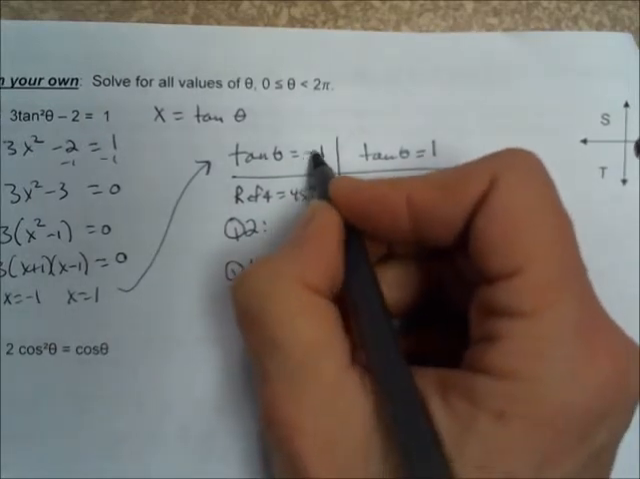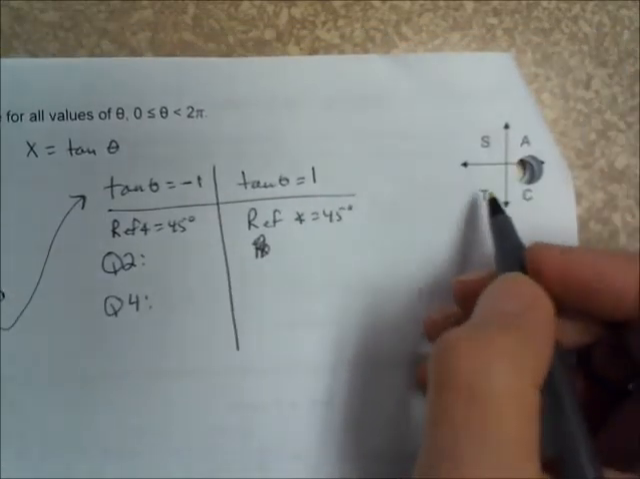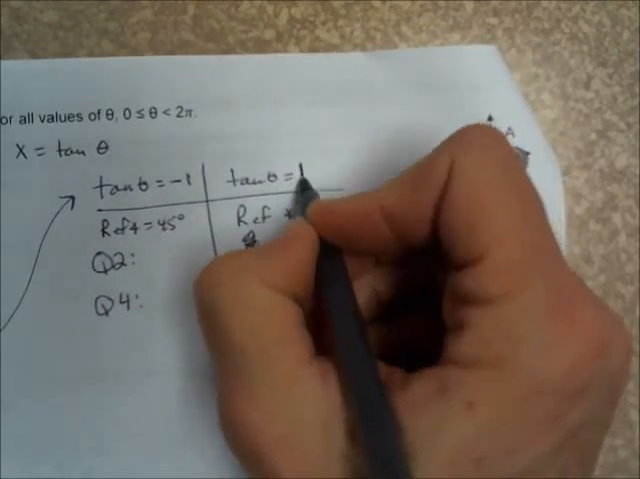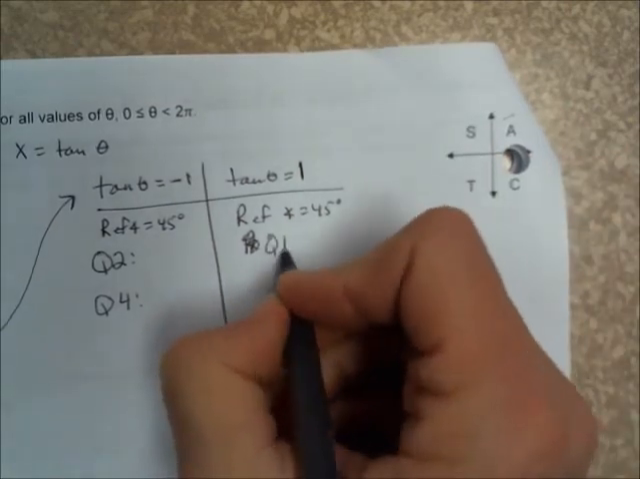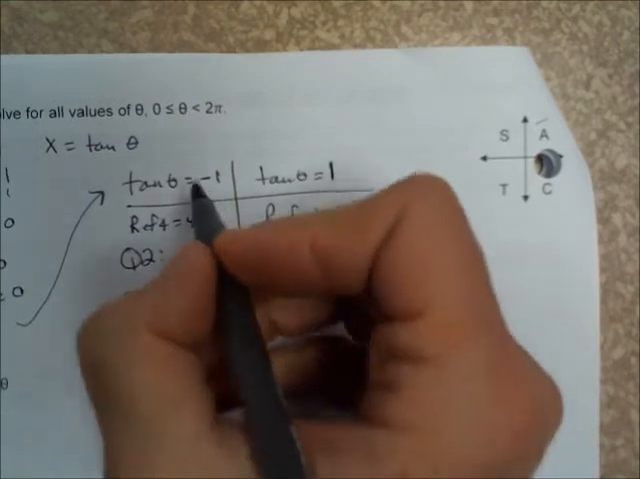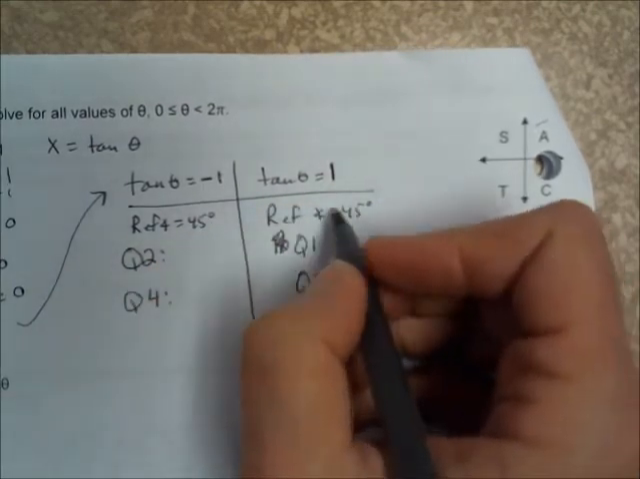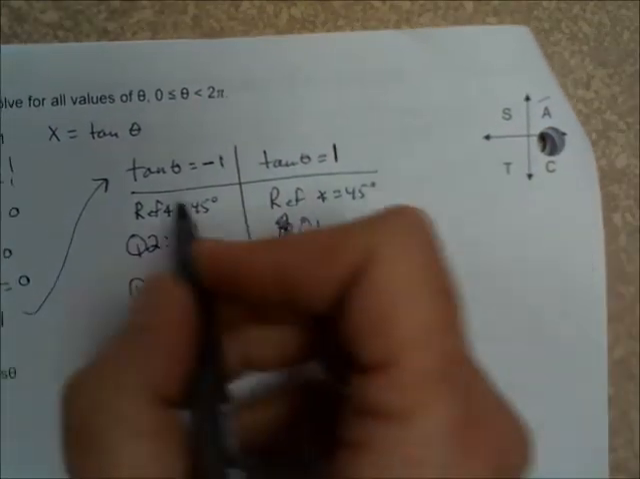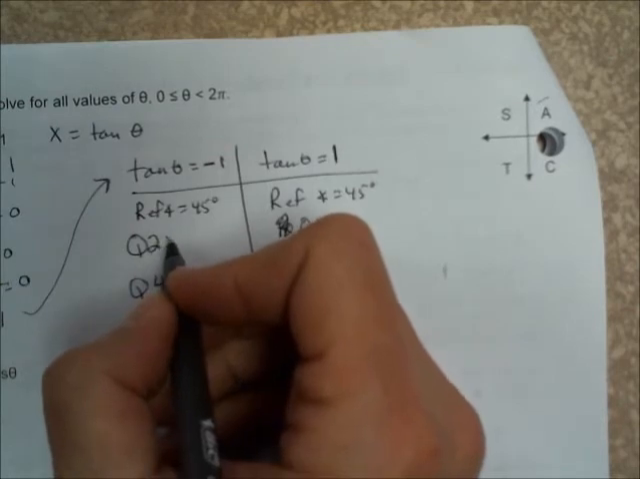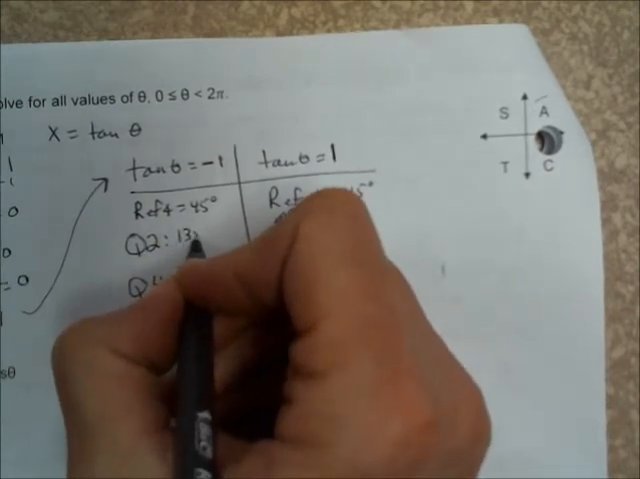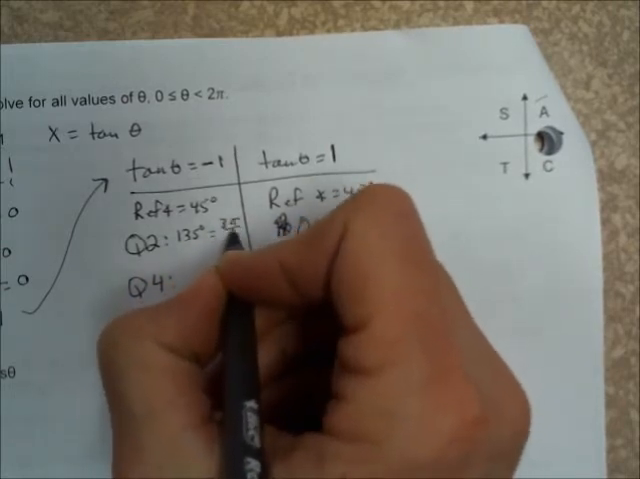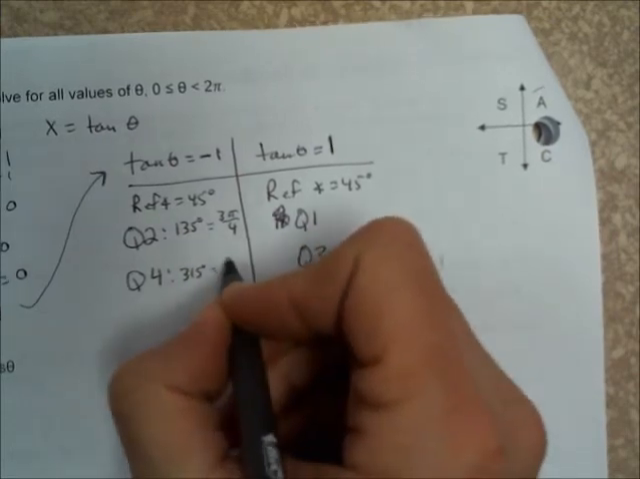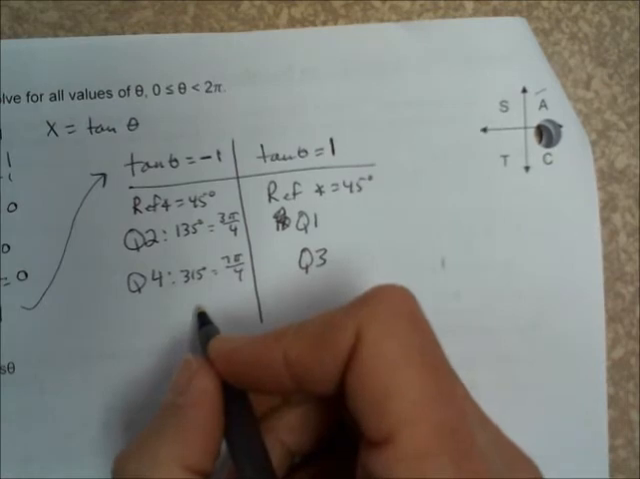Over here, because tangent is negative, All Students Take Chemistry says our answers are coming from quadrants 2 and 4. But over here, because tangent is a positive number, the answers are coming from quadrants 1 and 3. Now both of these have a reference angle of 45 degrees because when you do inverse tangent of 1, just like on the other problem, you get 45. So quadrant 2 is, just like before, 135 degrees, which is 3 pi over 4. And quadrant 4 is 315 degrees, which is 7 pi over 4. It's just like the previous problem.